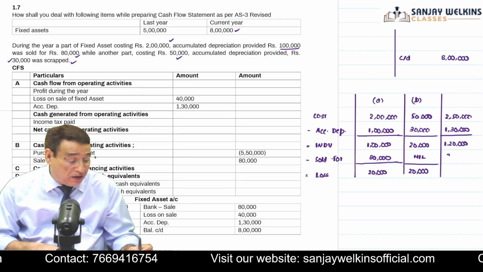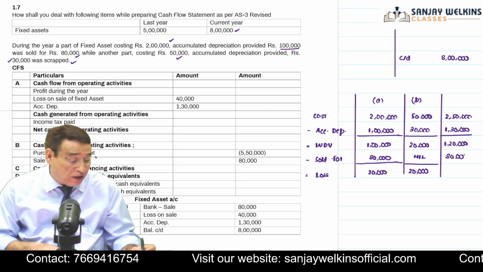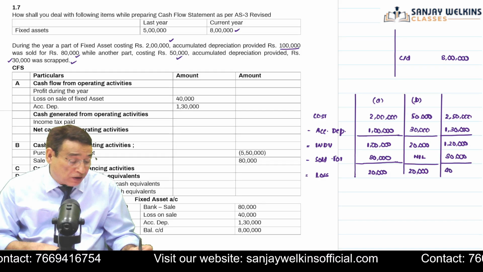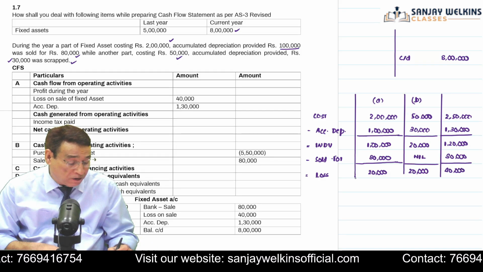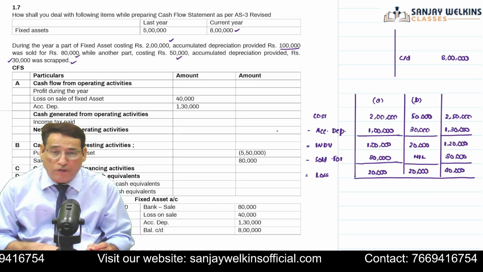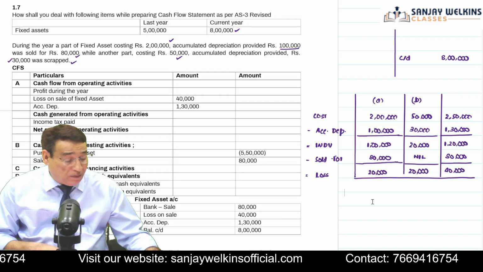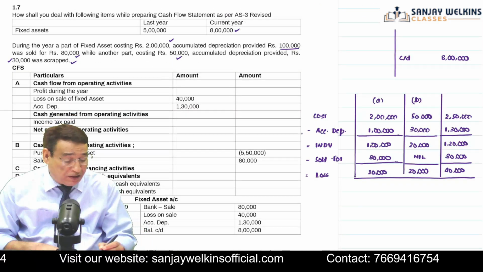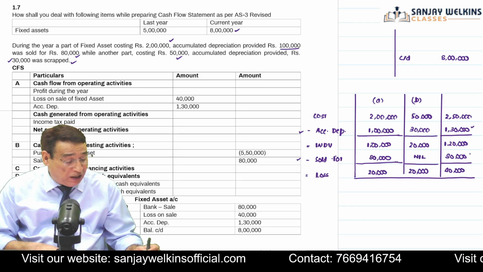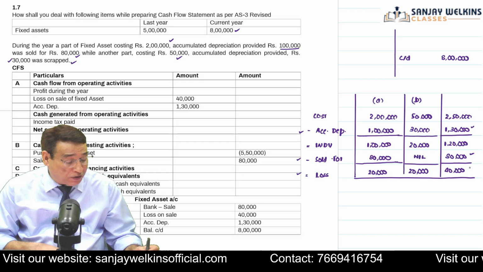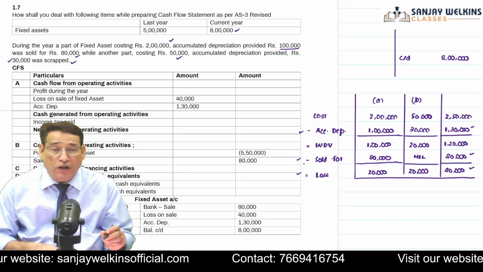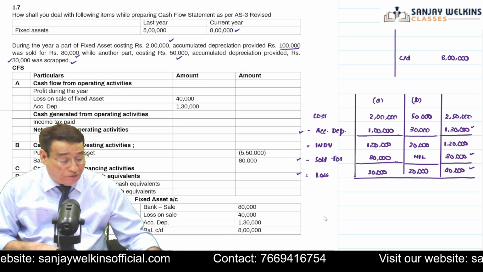As you can see, total sale value is equal to 80,000. So 80 minus 120 will be equal to 40,000, so 40,000 will be your loss. Now we can simply post the last column. You can see here the accumulated depreciation is 1,30,000, sale value is 80,000 and loss is equal to 40,000. Accumulated depreciation, sale value and loss must be posted in the fixed asset account.